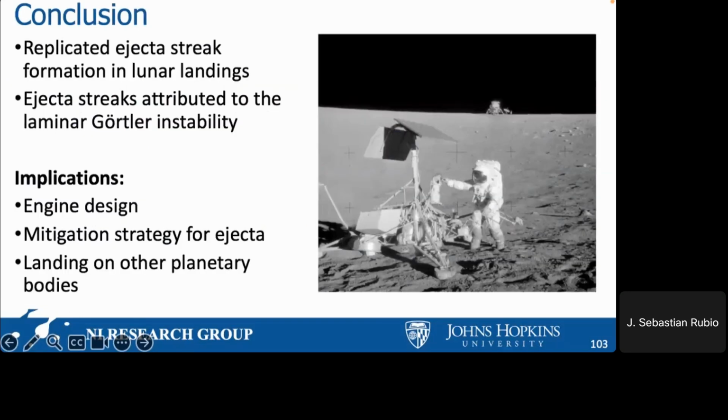Next slide, please. Sorry, I know I went over 1 minute, but essentially the idea is that even though we have a supersonic jet, which is usually highly turbulent, what we're trying to show here is that the jet is actually laminar. It's supersonic, but laminar. And therefore it generates this laminar Görtler instability that picks up these particles. And I'll just leave it here. Sorry.